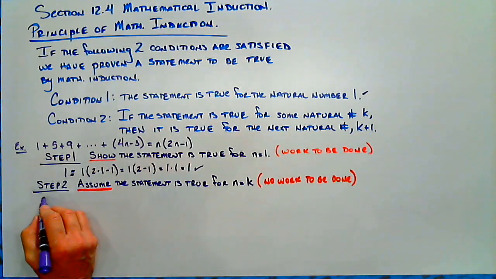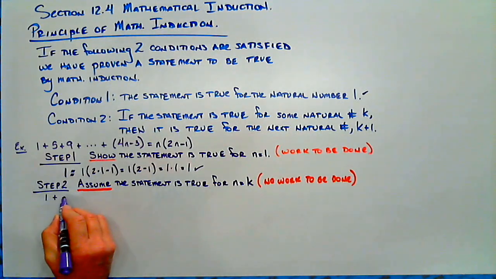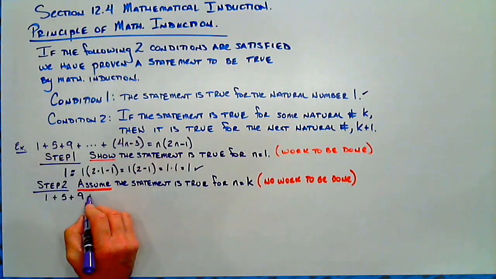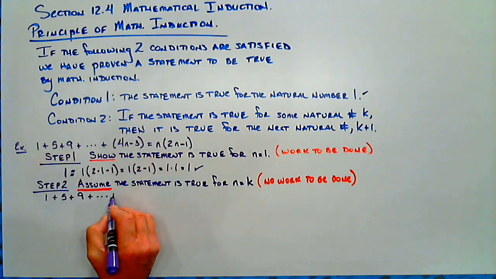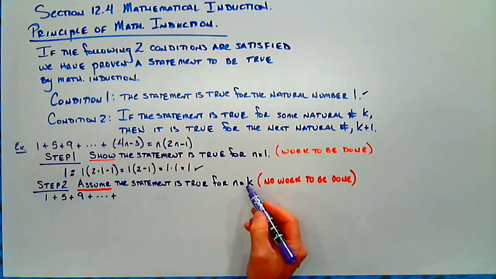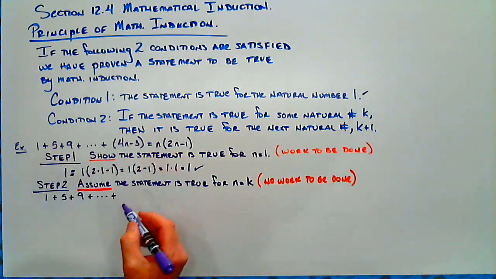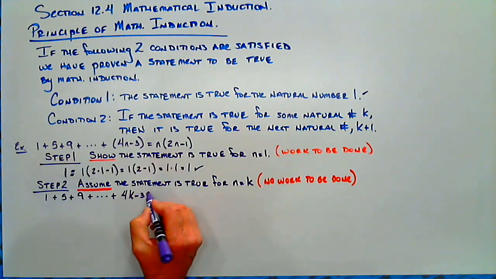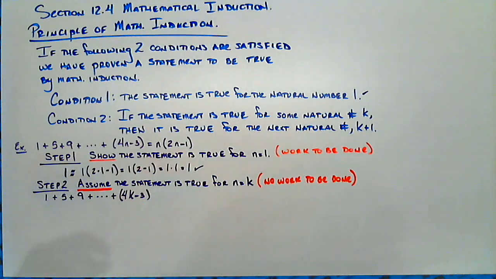Now, what does that mean? Well, that means 1 plus 5 plus 9 plus all the way up to the kth term. The kth term is 4k minus 3. We've gone up not to the first term, not to the second term, not to the third term, but the kth term.